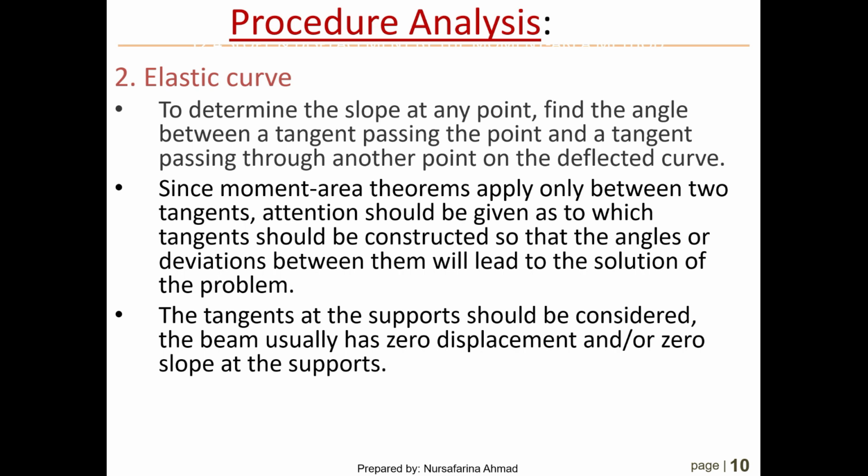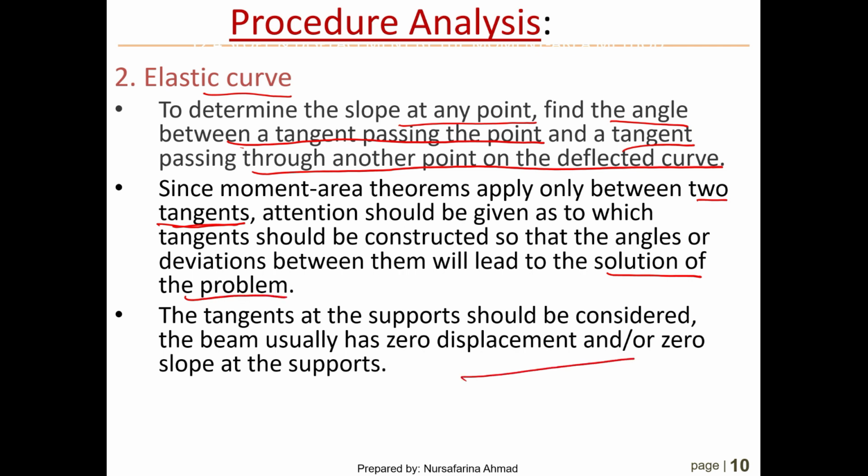Second is the elastic curve. To determine the slope at any point, find the angle between a tangent passing through the point and a tangent passing through another point on the deflected curve. Since the moment area theorems apply only between two tangents, attention should be given to which tangents should be constructed, so that the angles or deviations between them will lead to the solution of the problem. The tangents at the supports should be considered. The beam usually has zero displacement and/or zero slope at the supports.